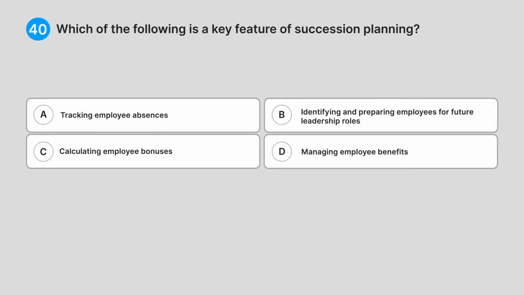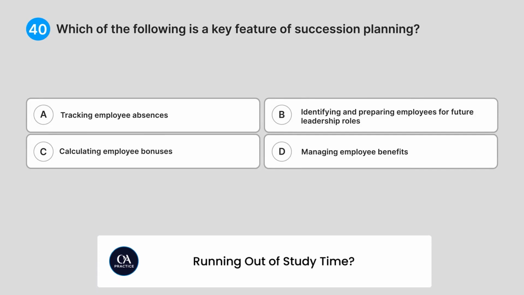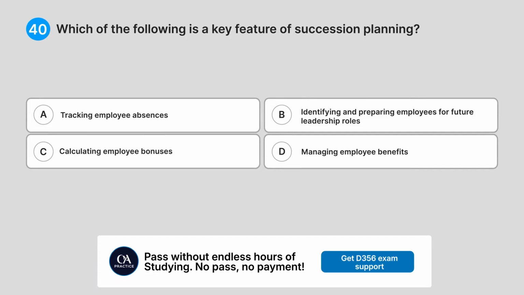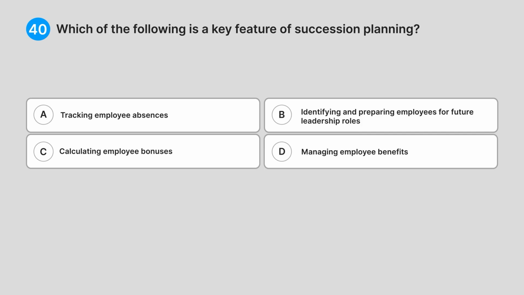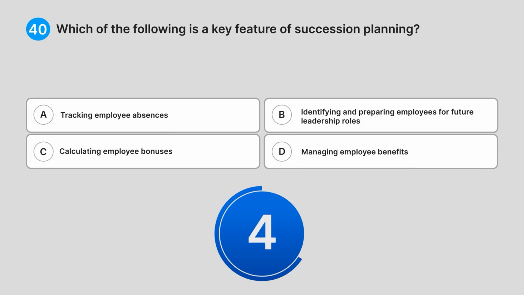40. Which of the following is a key feature of succession planning? A. Tracking employee absences. B. Identifying and preparing employees for future leadership roles. C. Calculating employee bonuses. D. Managing employee benefits. Do you know the answer?